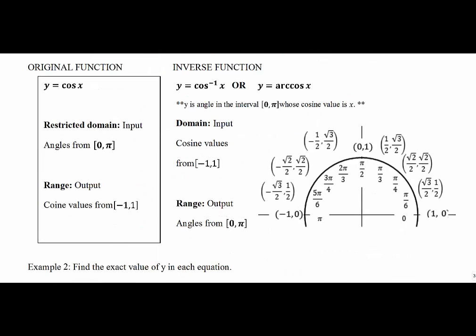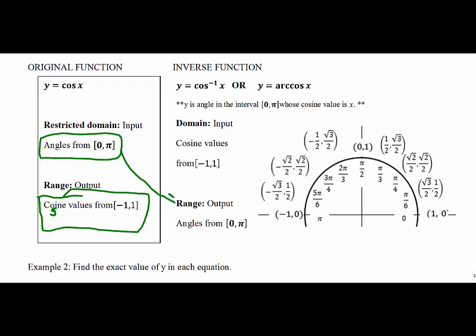So because of this restriction on the original function, it now is restricted to be from quadrant 1 and quadrant 2, from 0 to pi. And the original output, that should be cosine, not coine, but cosine. The original cosine values, the output values, are from -1 to 1. Well, now for the inverse function, the original inputs now become the outputs. So the angles that get spit out, the angle solutions, have to come from 0 to pi, so from quadrants 1 and 2. And the input values are now the cosine values. So the old range becomes the new input, or the new domain.